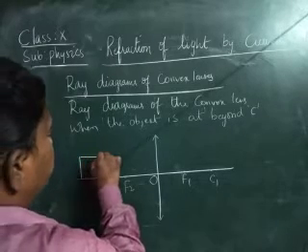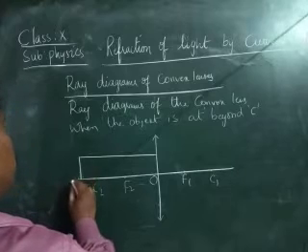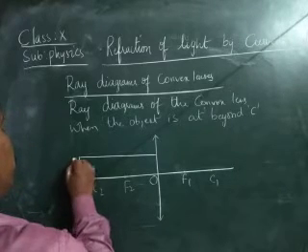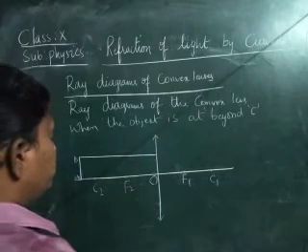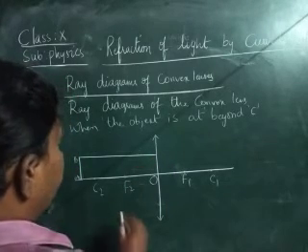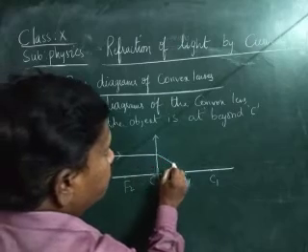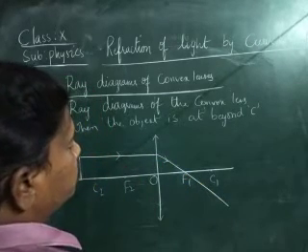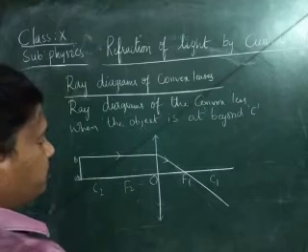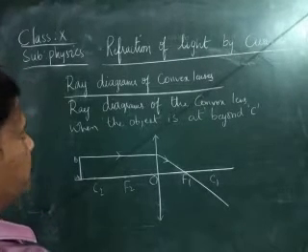Now first rule. Okay, this is the object. I am drawing the object as AB. When the object is at beyond C, the light ray travels parallel to the principal axis. After refraction it passes through the focal point. Okay children, next, the second rule.